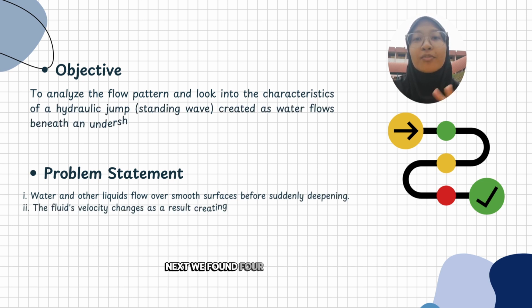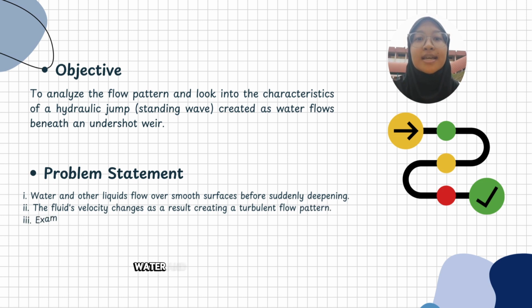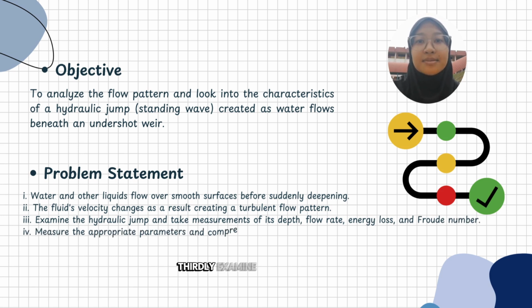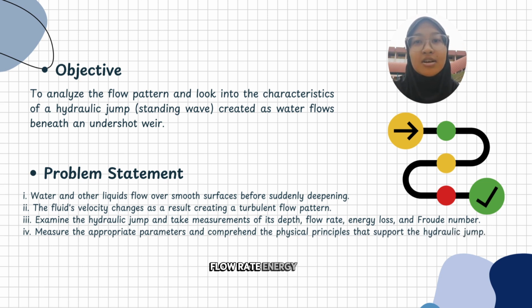Next, we found 4 problem statements. Firstly, water and other liquids flow over smooth surfaces before suddenly deepening. Secondly, the fluid's velocity changes as a result, creating a turbulent flow pattern. Thirdly, examine the hydraulic jump and take measurements of its depth, flow rate, energy loss, and Froude number. Lastly, measure the appropriate parameters and comprehend the physical principles that support the hydraulic jump.